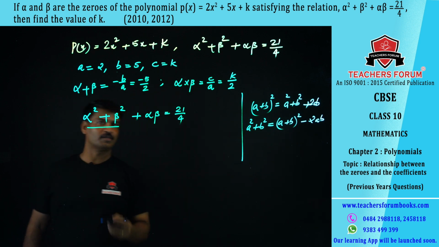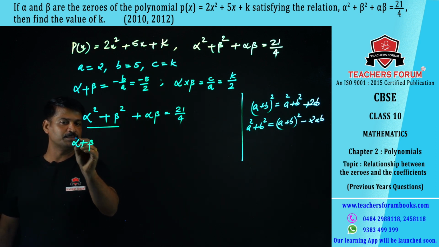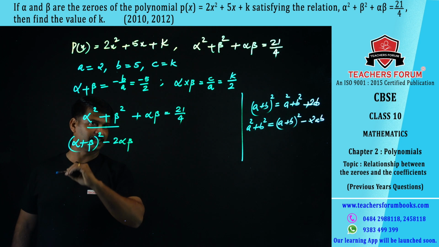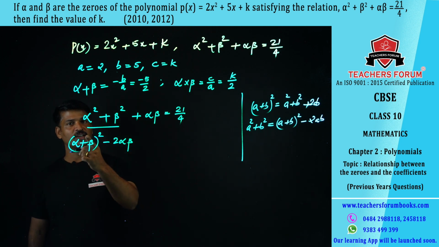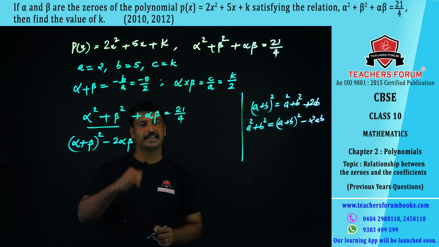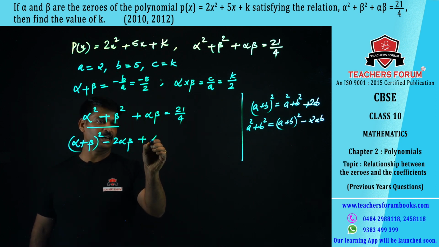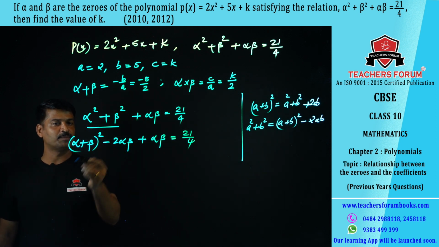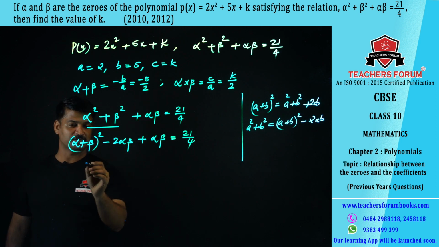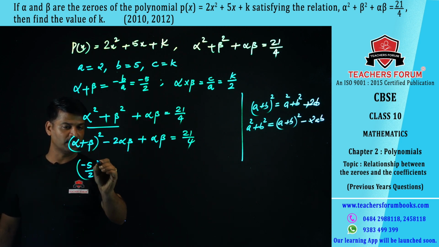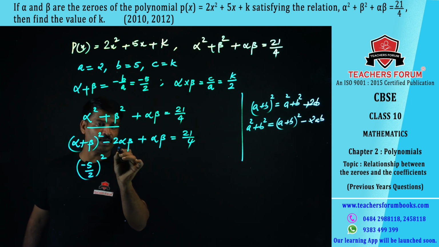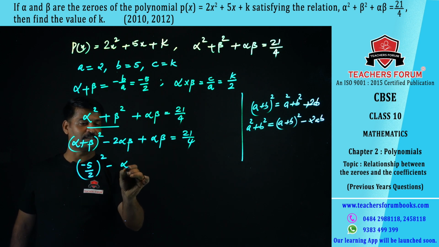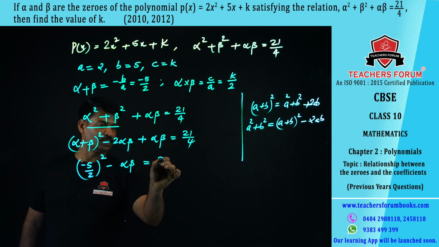Alpha square plus beta square will be equal to alpha plus beta the whole square minus 2 alpha beta, isn't it? So instead of alpha square plus beta square, you can write alpha plus beta the whole square minus 2 alpha beta plus alpha beta is equal to 21 by 4, isn't it? Now what is alpha plus beta? Alpha plus beta is minus 5 by 2. So let us substitute minus 5 by 2 the whole square. Now minus 2 alpha beta plus alpha beta, that is minus alpha beta, isn't it? That is equal to 21 by 4.